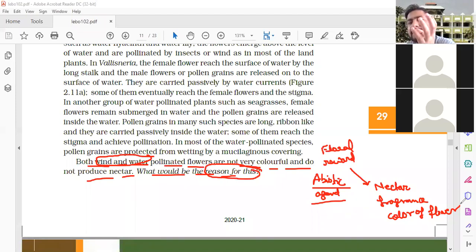How would they know which is very good in color, which has a good fragrance, and which is producing too much nectar? In this way, wind and water have not been provided with floral rewards. Okay, did you get your answer?